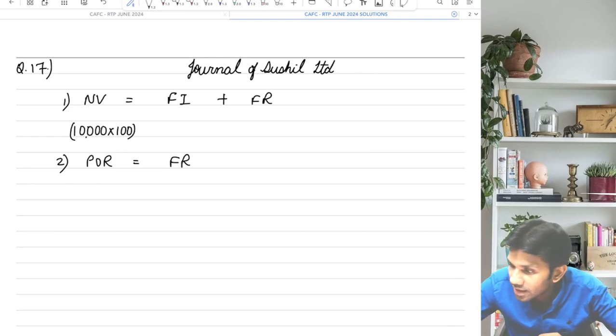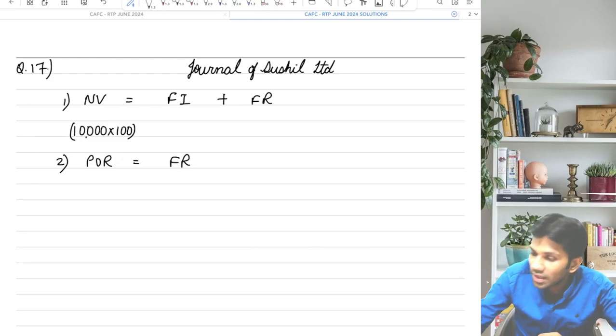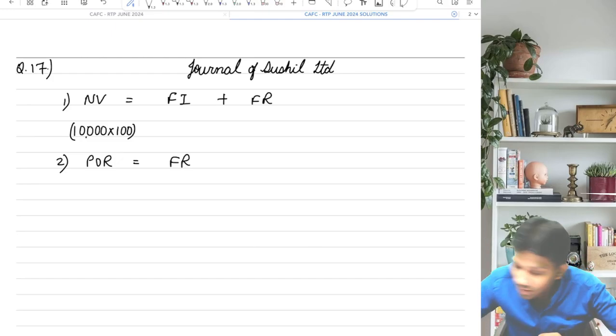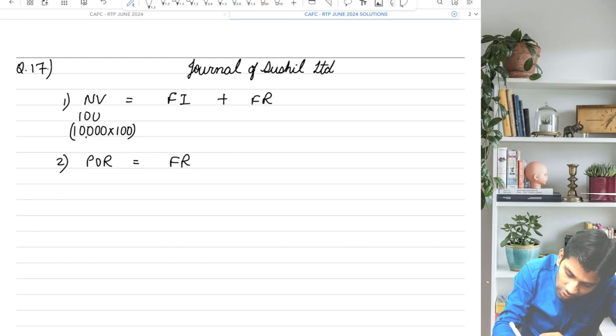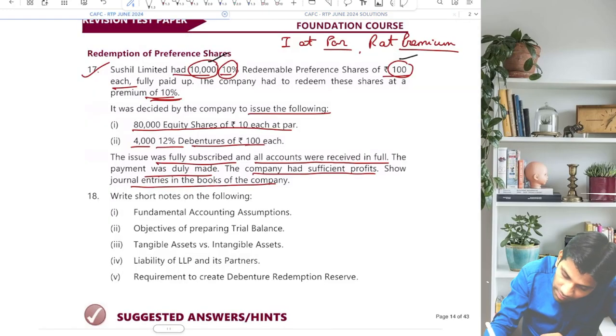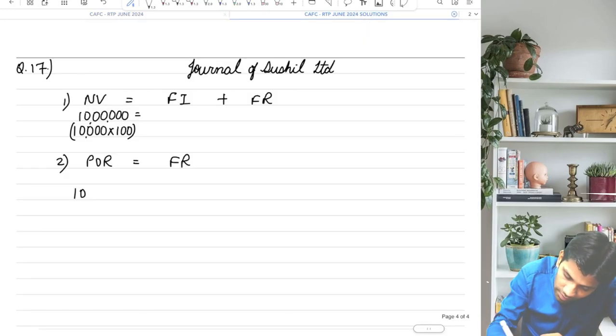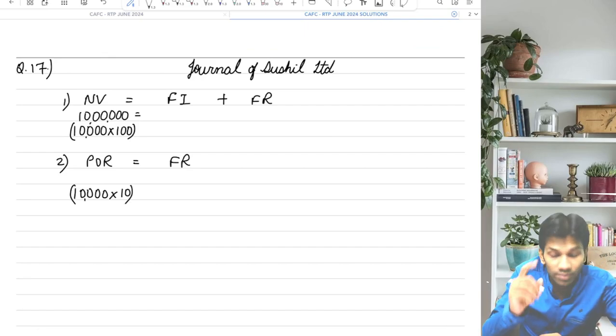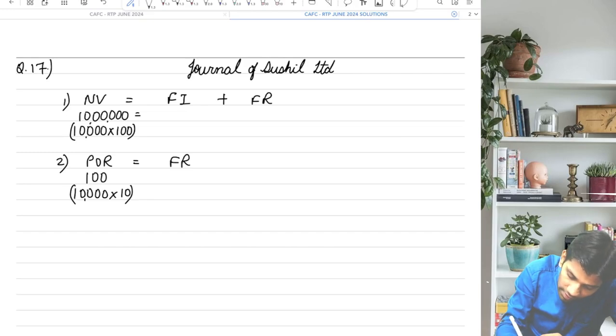This comes to how much? 10,000 into 100. Don't take any chance in the exam. 10 lakhs. Here, 1 and 0s here and there and finish. Left hand side. Then 10,000 into how much percent premium are they redeeming? 10%. 10% of the 100 face value. 100 is the face value, 10% premium on that. So this comes to 1 lakh. Both left hand sides filled? Yes.